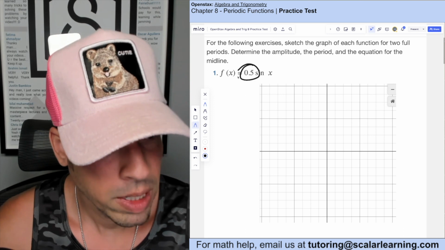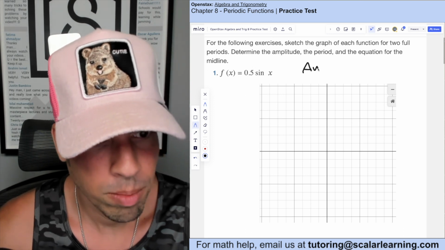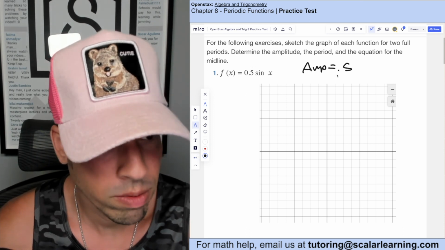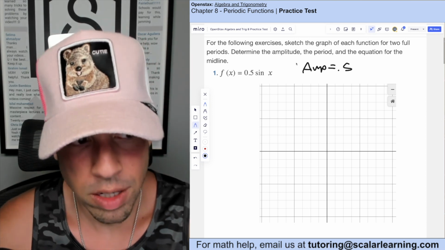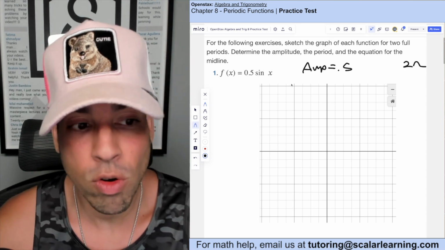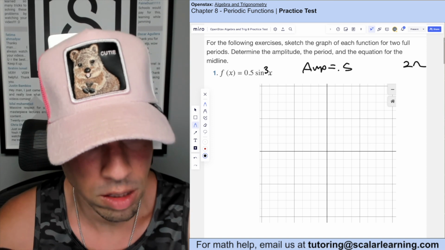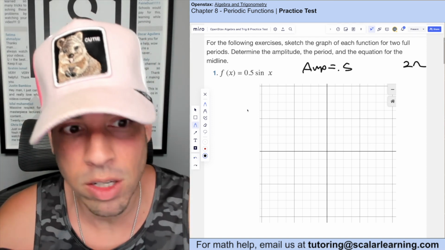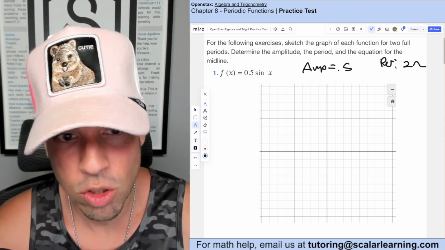So the amplitude is based on this constant in front, so the amplitude is 1/2 or 0.5. And the period for sine is typically 2 pi. There are no modifiers, no constants like a 3 multiplying the x. There's no modifiers to the period, so the period is just going to be 2 pi.